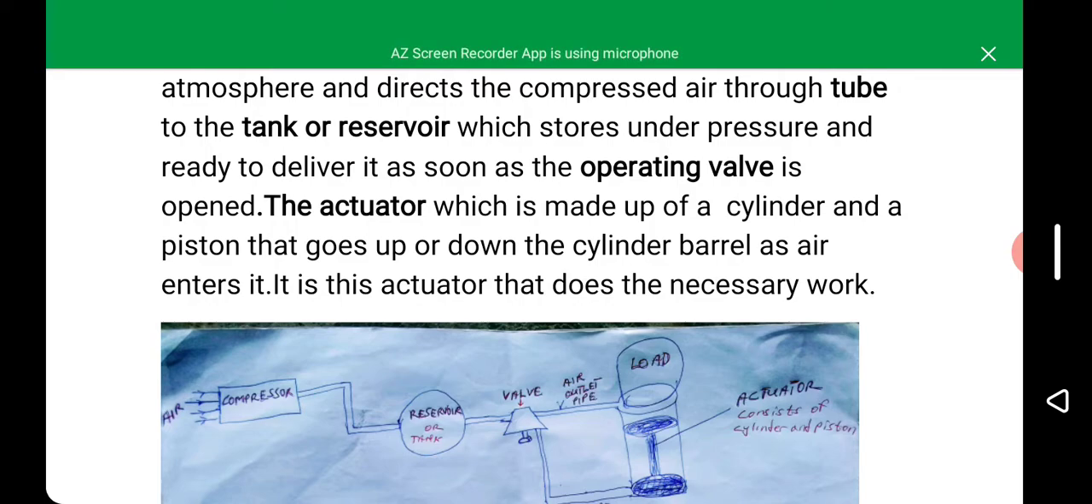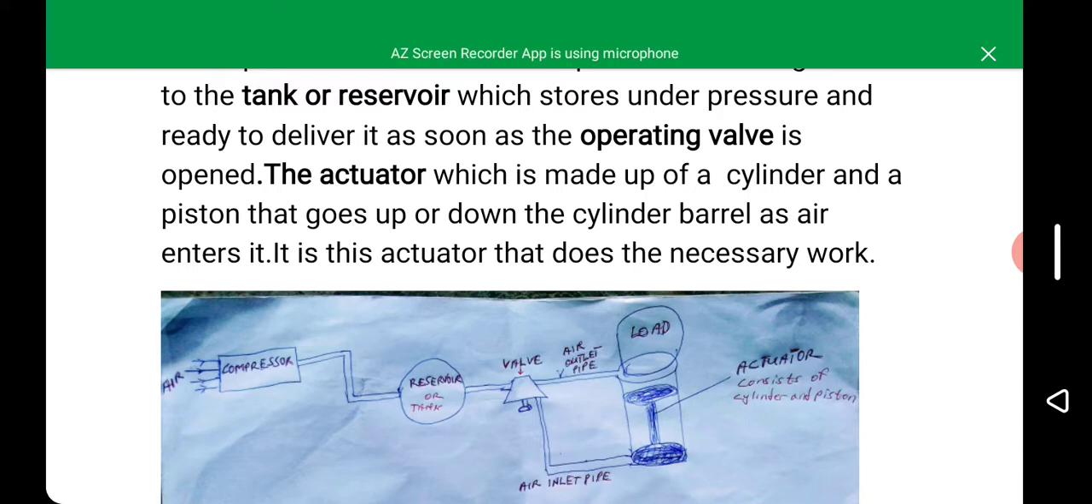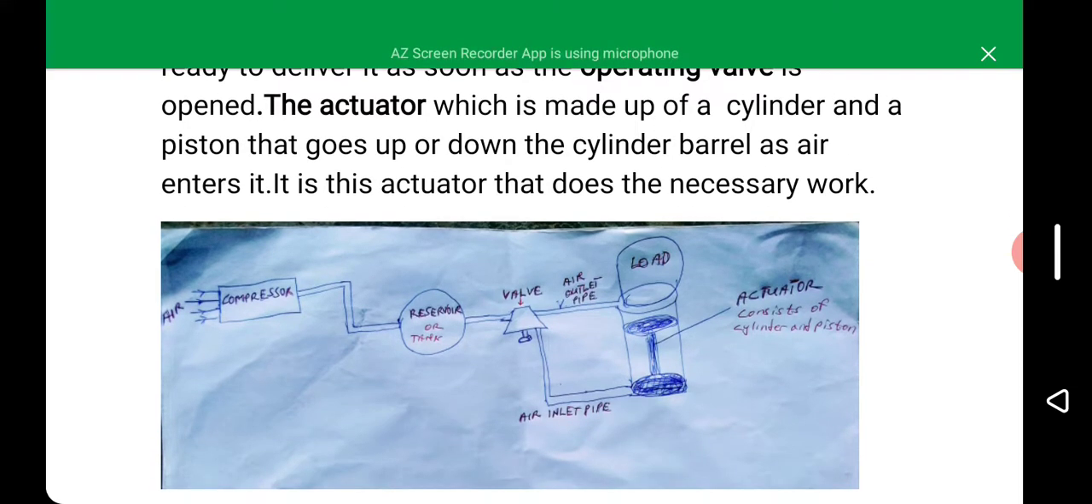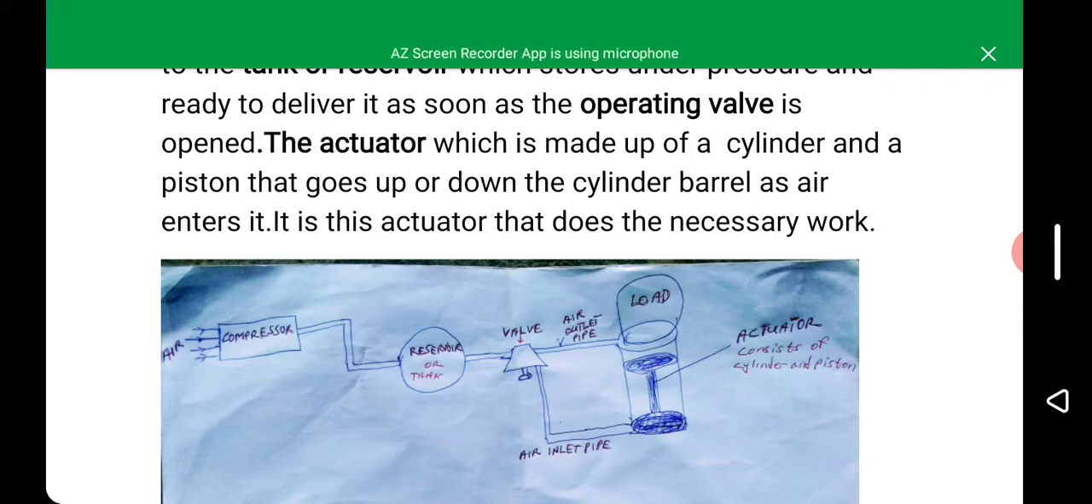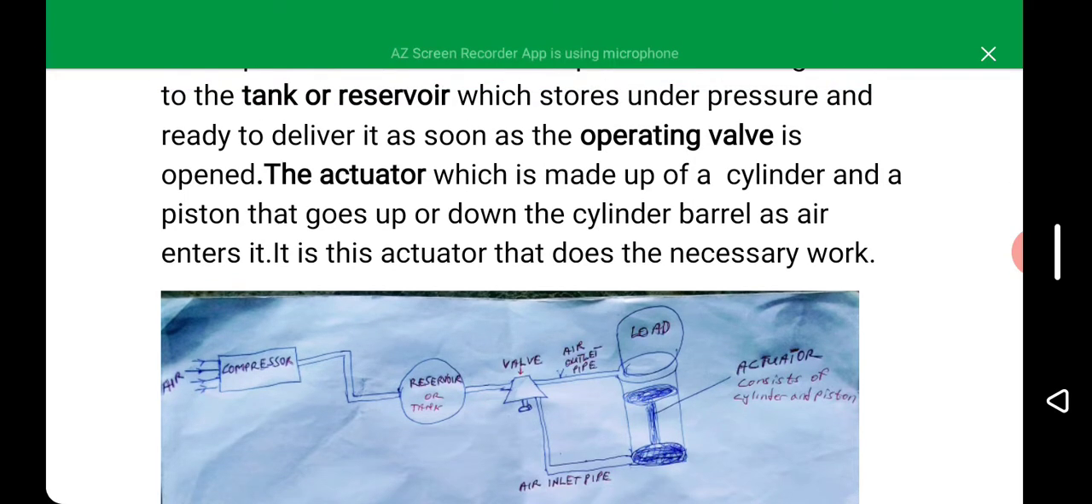The actuator is made up of a cylinder and a piston that goes up and down the cylinder barrel as air enters it. As you can see from the diagram, the actuator consists of a cylinder and piston, which is the one we painted with blue pen. That is the actuator. So it goes up and down as soon as the air enters the system.